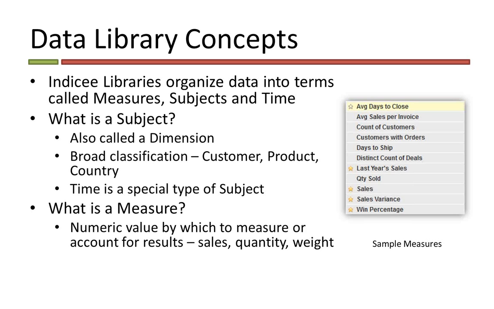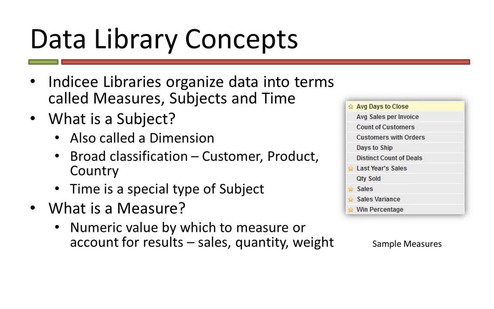If we think about some of the concepts that we're going to put forward here for you, Indicee libraries organize data into what we call question terms or reporting terms, and we call those measures, subjects, and time terms. Subject, you'll often hear me refer to it as a dimension, or if you're used to other OLAP databases, you'll talk about them as dimensions. A subject is typically a broad classification. I often think about them in terms of nouns, people, place, and thing. A broad classification: customers, products, countries, these types of things we might want to group our data by in order to get an answer or get some results.